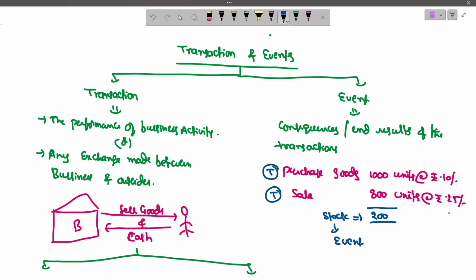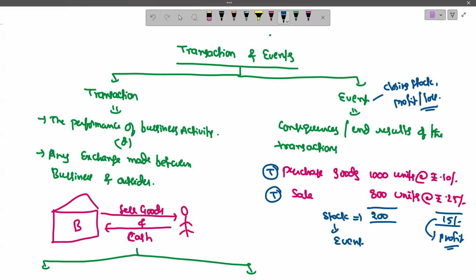Event. And another thing, we purchased the goods at 10 rupees per unit and we sold them for 25 rupees per unit. That means here we get 15 rupees per unit as a profit. And this is also the end result of the above two items. So it is called what? Event. So event consists of what? Closing stock. So profit or loss are covered under the definition of what? Event.